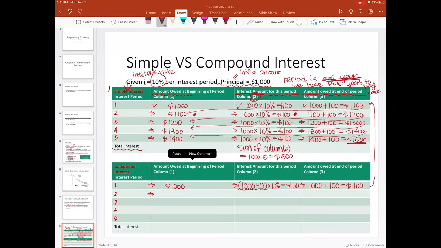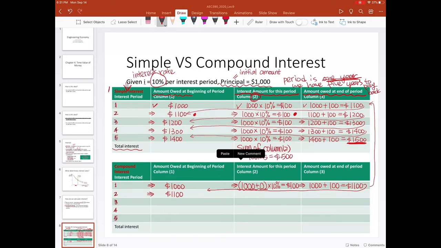Now, we entered the beginning of the second year. We said the amount you owe at the end of the first year will always be the amount you owe at the beginning of the second year. So you still can copy that number to this column. Okay, so this cell will be 1,100. That's the amount you owe at the beginning of the second year.